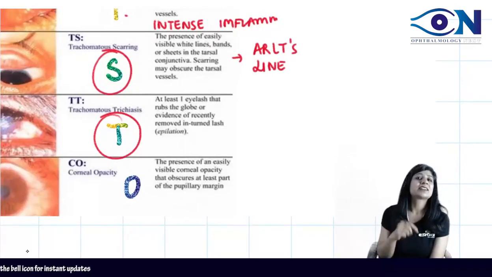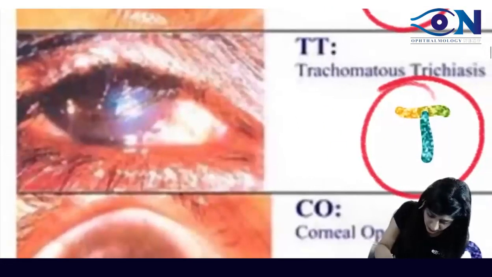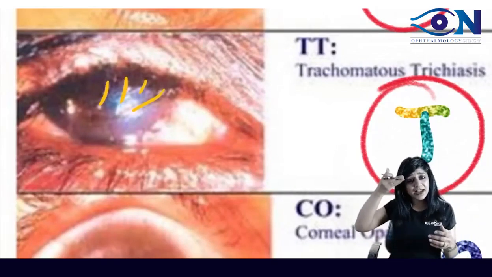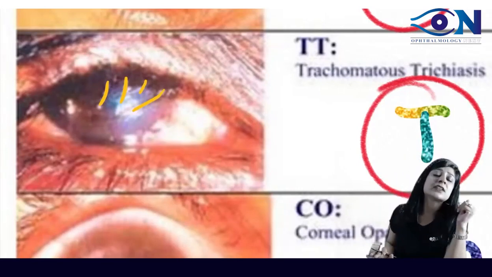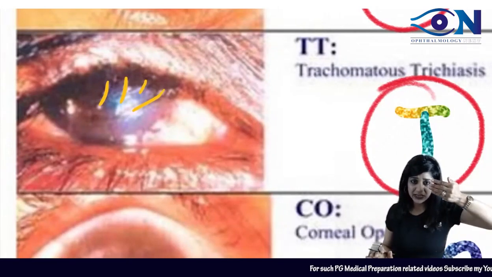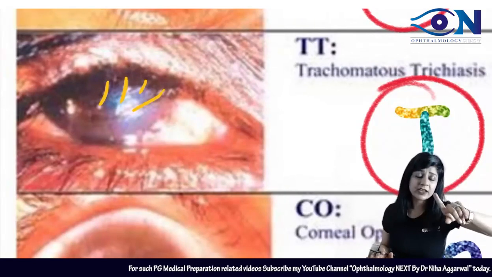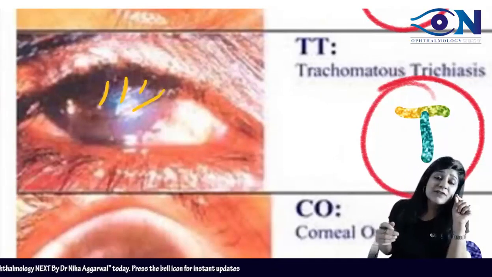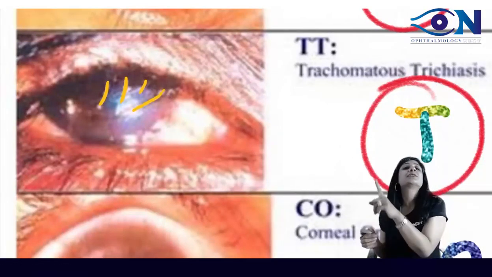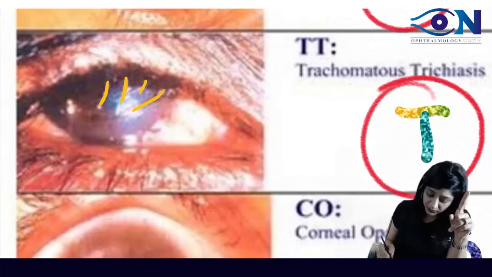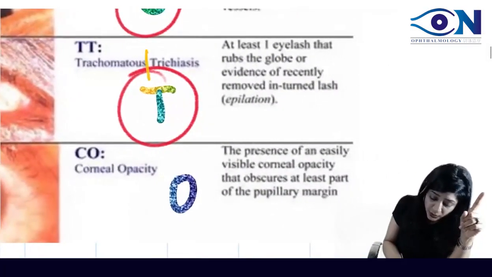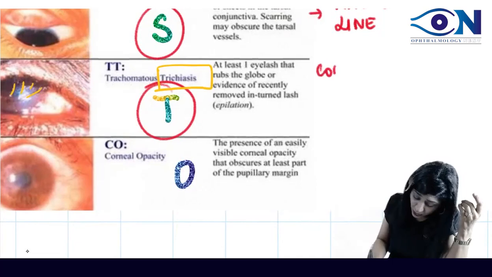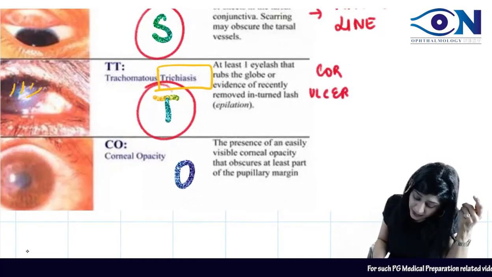So Arlt's line was the scarring in the sulcus subtarsalis, and then we will have T. T is for trichiasis. Now what is trichiasis? Look at this picture. I'll highlight it. Can you see these eyelashes here? So these eyelashes are actually rubbing the cornea. See what happens in cases of trachoma? We can have inward turning of the eyelid margin. We never have outward turning here. We will have the inward turning of the lid margin, due to which the eyelashes can be rubbing the cornea. Even if one eyelash rubs the cornea, this is sufficient to call it trichiasis, and trichiasis can again cause the corneal ulcer, which is the complication of trachoma.